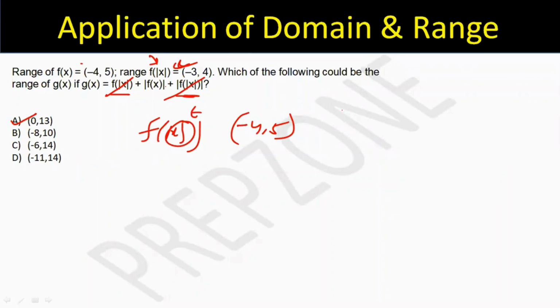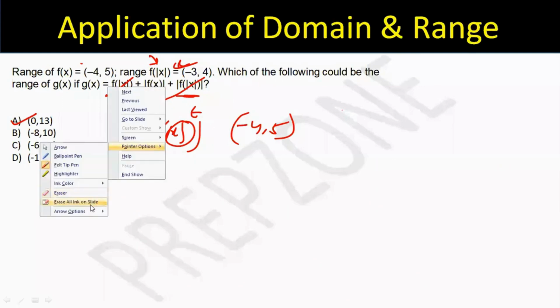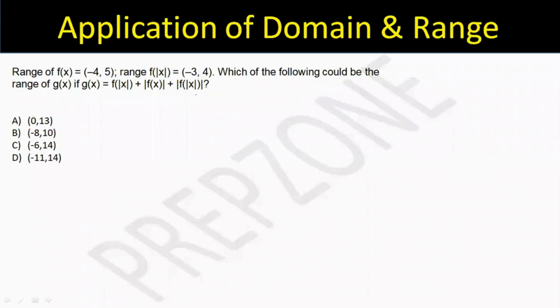Sir, yes, I was trying to frame it that way, so I got confused, and that is why I said mod f of x can be 0 to 5. Agreed, mod fx can be 0 to 5, that is correct, but f of mod x will not be, it can be negative. Got it, sir, got it.